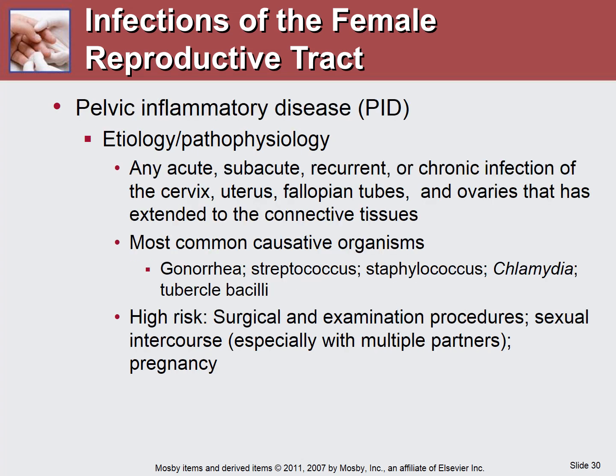PID is pelvic inflammatory disease. Again, this can be caused, most of the causative agents are gonorrhea, staphylococcus, that cause an acute, subacute, recurrent, or chronic infection of the cervix, uterus, fallopian tube, and ovaries that has extended to the connective tissue. High risk procedures usually put them at risk, so individuals with surgical examination procedure, sexual intercourse, especially with multiple partners, can be at risk to have PID.